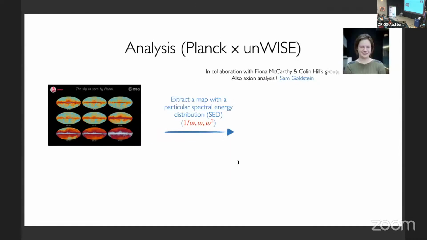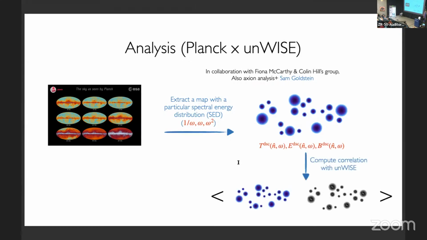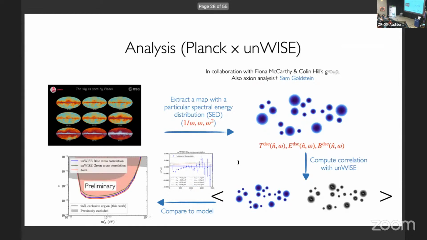So we did some analysis with Colin's group in Colombia, mostly led by Fiona, where basically we take the CMB measurements and extract maps with a particular spectral energy distribution. So for the dark photon, 1 over omega, we generate these dark screening maps from the CMB measurement and cross-correlate with the NWISE galaxy sample, from which we can get the L-dependence of this cross-correlator. We compare with model predictions, and unfortunately we didn't find anything, so we get a constraint.